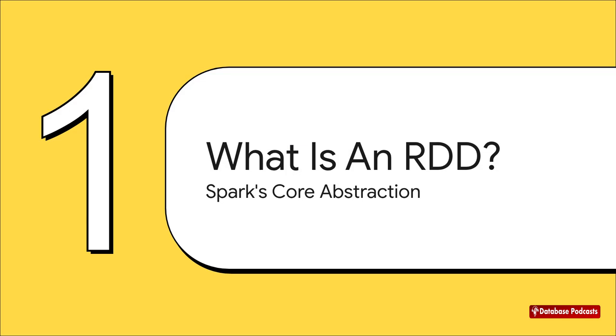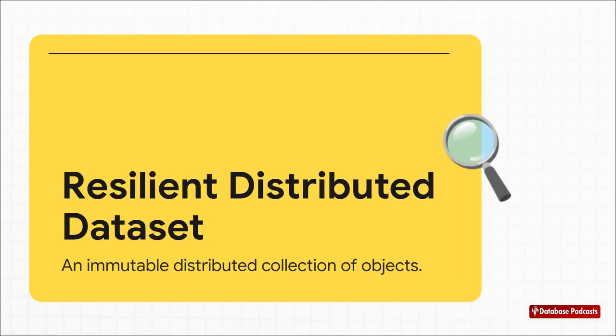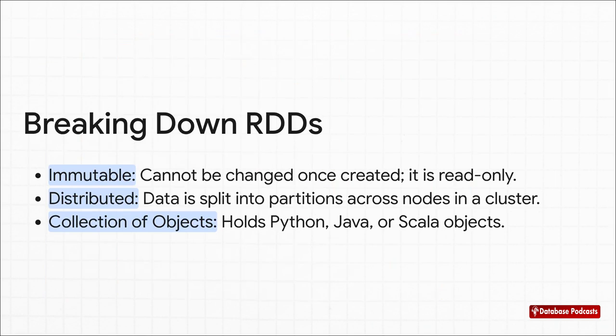Okay, so what is an RDD? What does resilient distributed dataset even mean? Let's break that down. So on paper, here's the definition. An RDD is an immutable, distributed collection of objects. Now that sounds pretty academic, I know, but each of those words is actually really important, so let's unpack them one by one. Let's start with immutable. All that means is it's read-only. Once you make an RDD, you can't just go in and change it. You have to create a new one based on it.